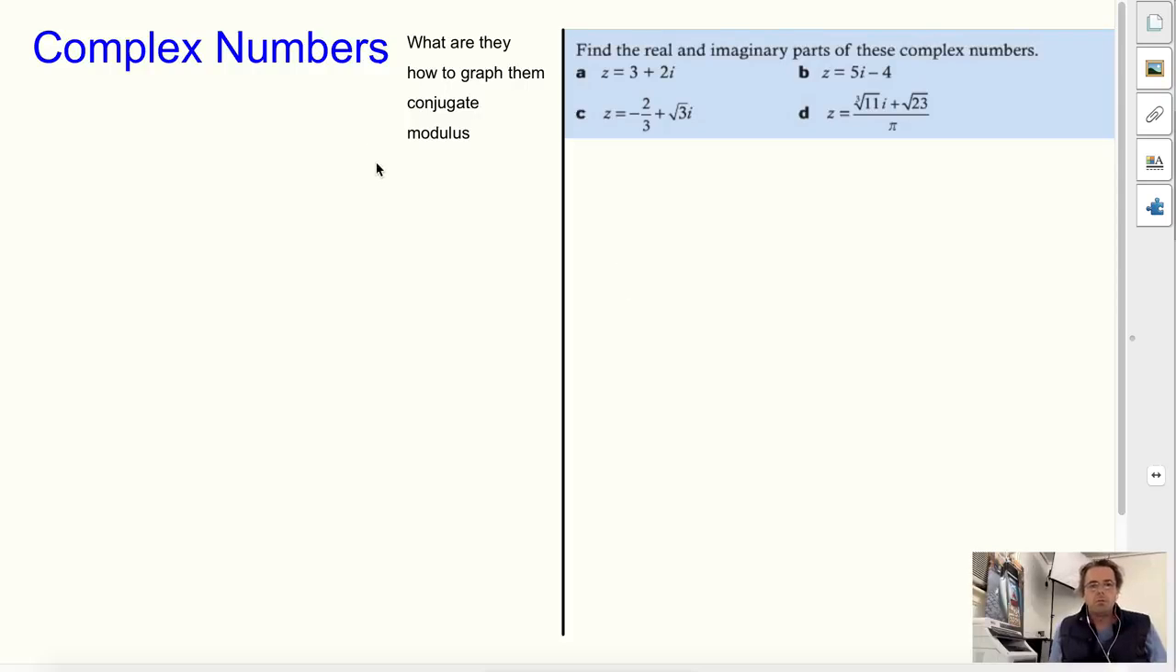This is the first video on complex numbers, and we're going to look at what they are, how to graph them, what the conjugate of a complex number is, and how to find the modulus of one.